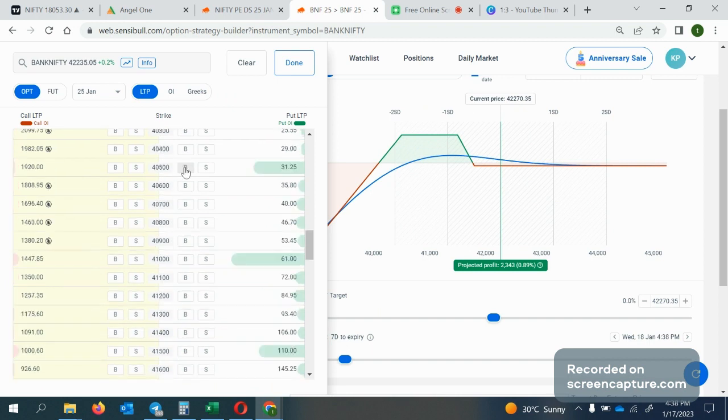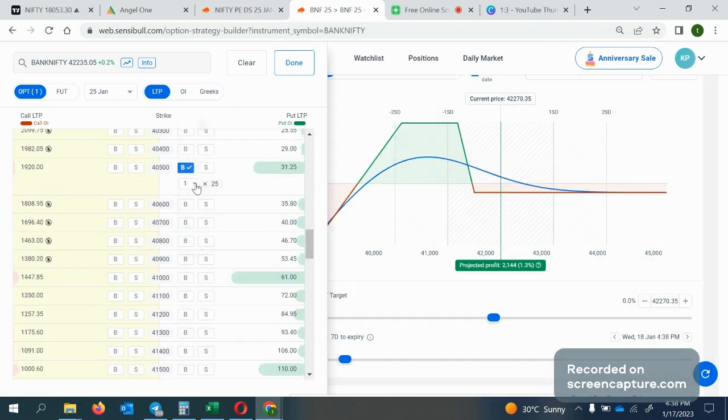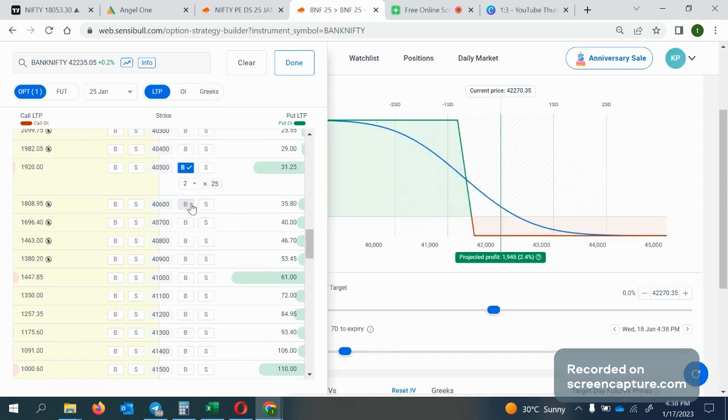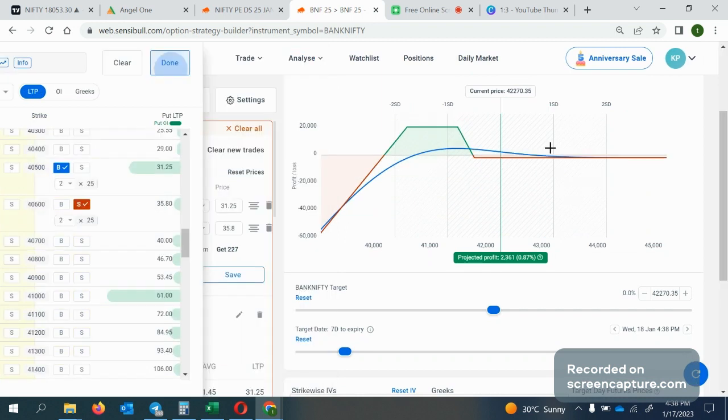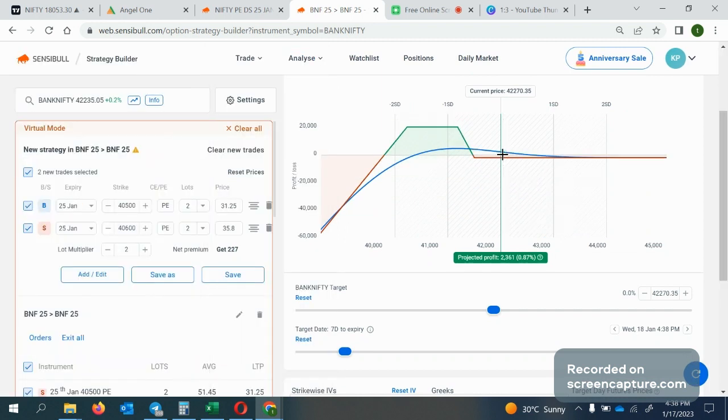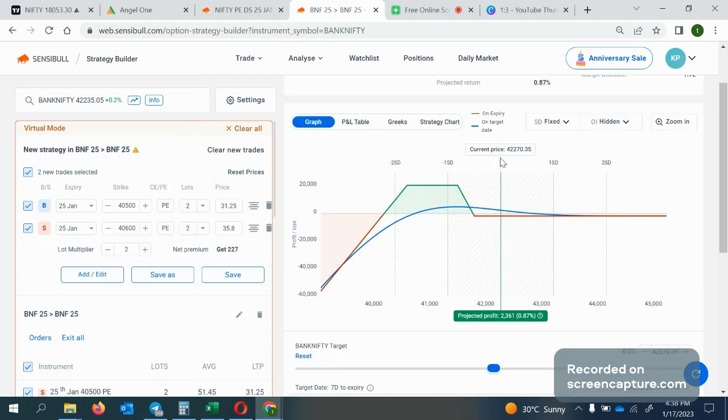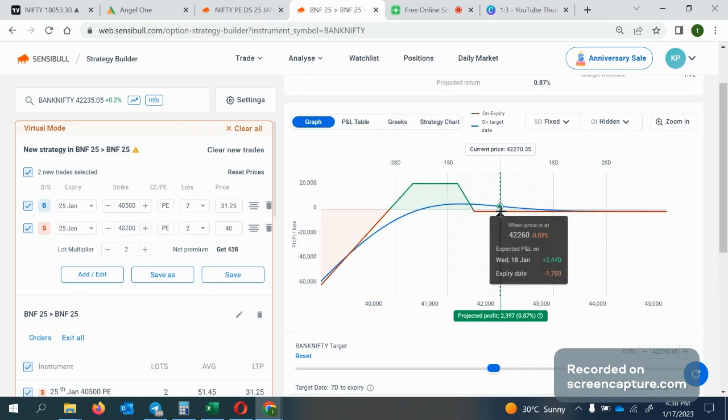For the exit, I have to buy back. Quantity was 2. And then what if I roll up to 40,600 with quantity 2? Now check the loss. Your loss has reduced from 2,500 to 1,913 if the market keeps going up. If I roll it up by another 100 points, your loss becomes 1,703. As and when the market keeps going, you can just roll up.